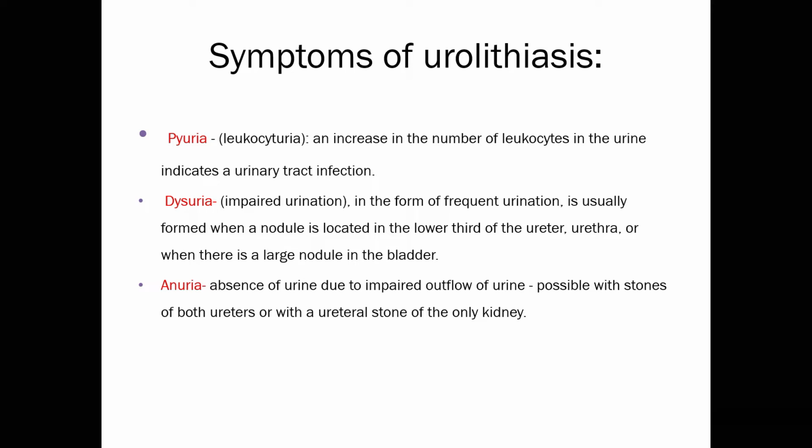Symptoms of urolithiasis. Pyuria or leukocyturia, an increase in the number of leukocytes in the urine, indicates a urinary tract infection. Dysuria, impaired urination in the form of frequent urination, is usually formed when a stone is located in the lower third of the ureter, or when there is a large stone in the bladder. Anuria is the absence of urine due to impaired outflow of urine, possible with stones of both ureters or with a ureteral stone of the only kidney.